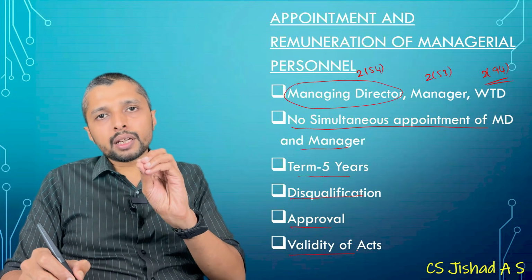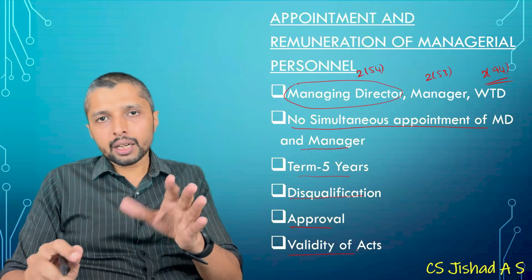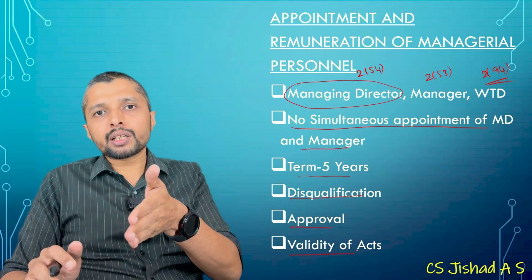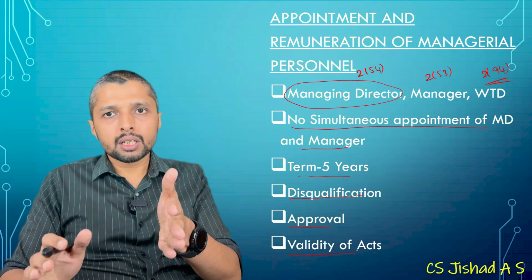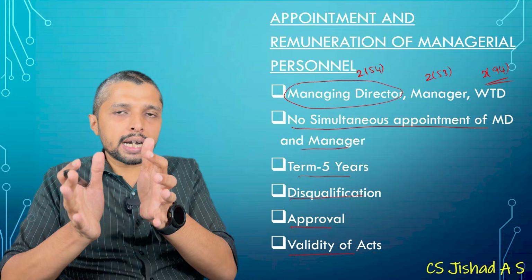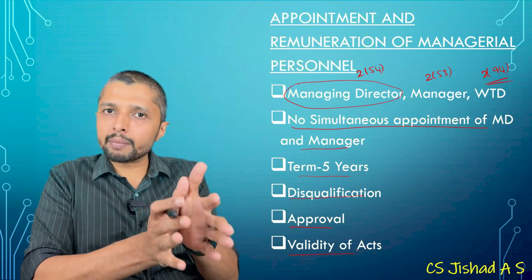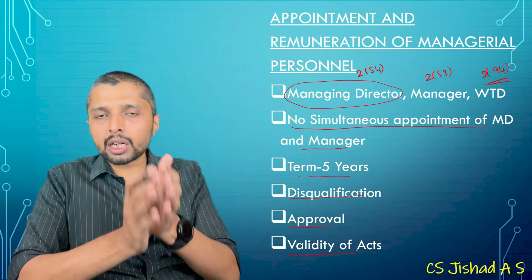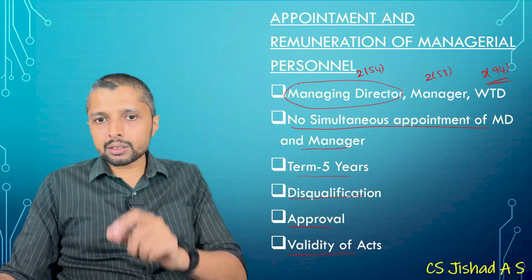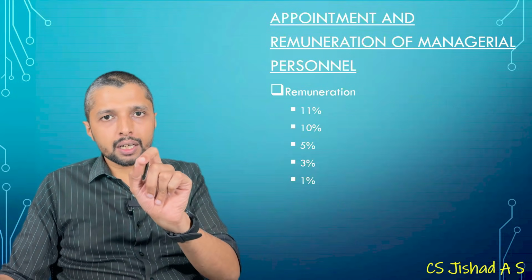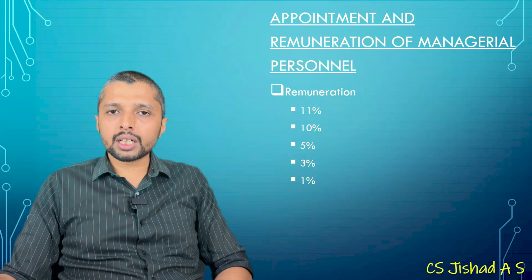Suppose you are appointing one person as MD, but in the next general meeting that has to be approved by members, and members did not approve it. The validity of the acts done by that managing director or the professional will not become invalid. That is the validity of acts, specified under section 196 subsection 5.